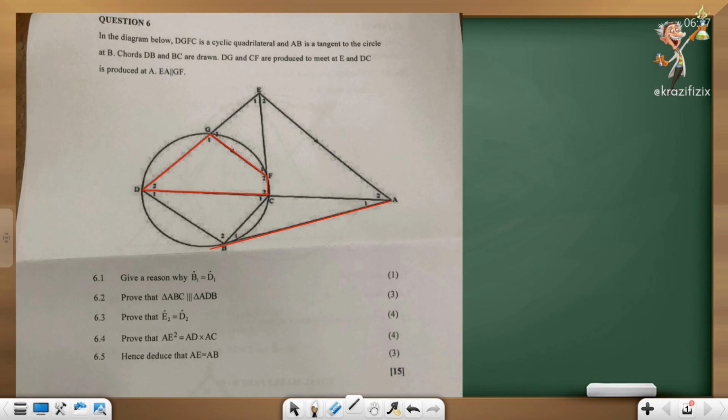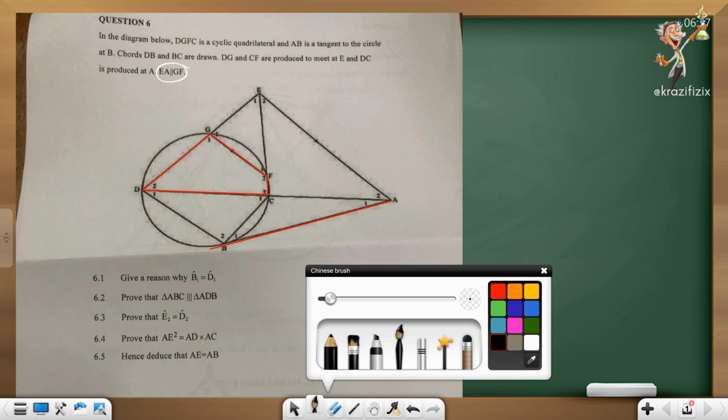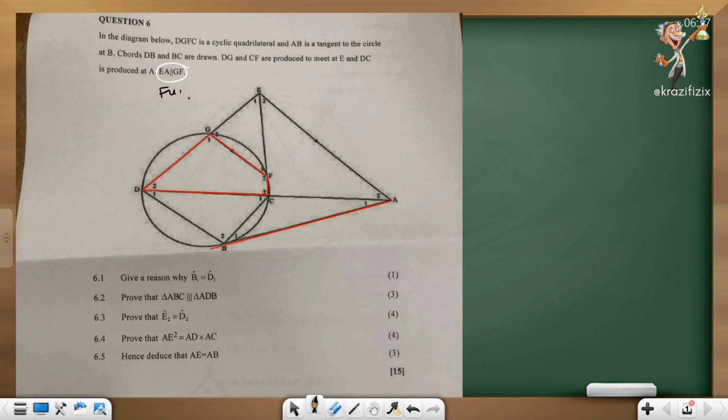And EA is parallel. Now, once I see that parallel stuff, I know that I should be thinking about fun angles. When I see a tangent, I should be thinking quickly of a tan chord. Now, the center is not mentioned here, so I'm not thinking about tan rad. Now, let's quickly answer the questions.